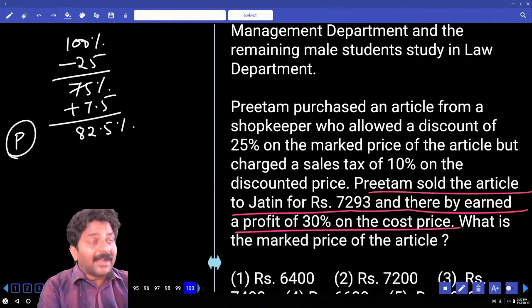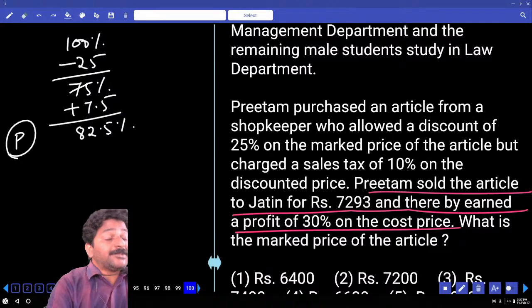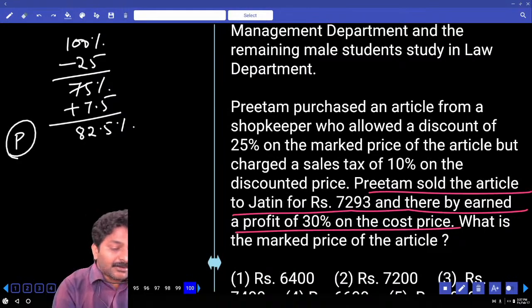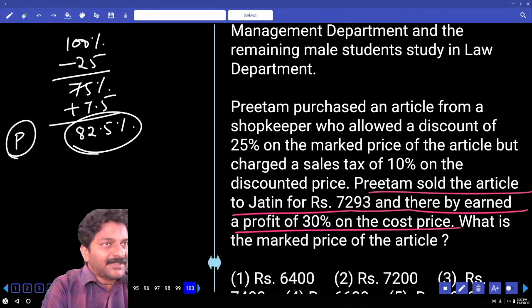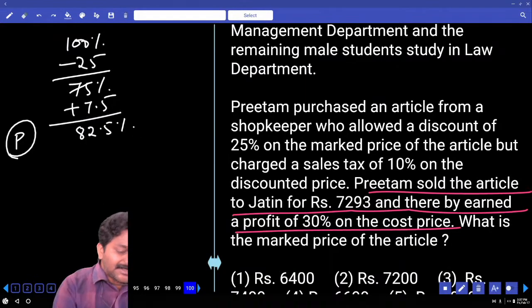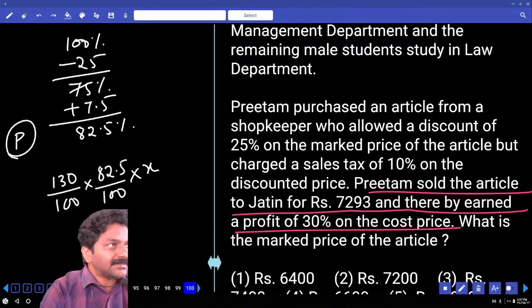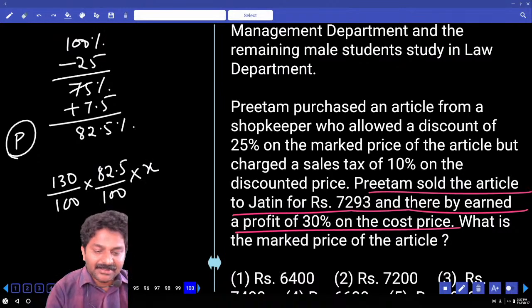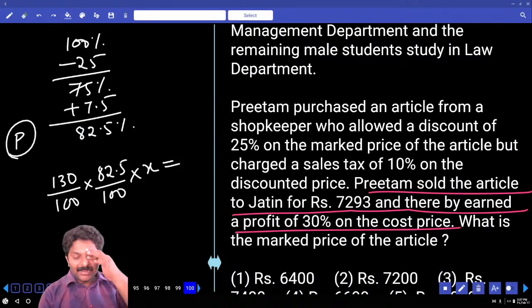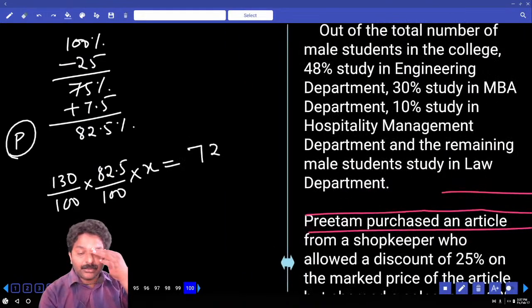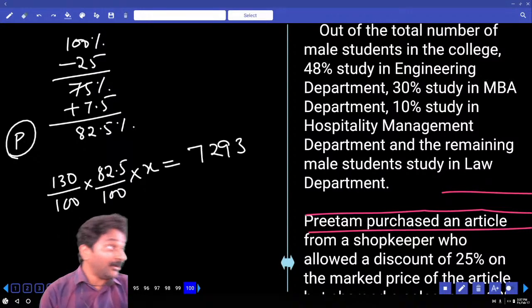His cost price is 82.5, and upon that only he is getting profit. How much profit? 30%. So instead of calculating 30% of this number and adding, I'll write 130% of 82.5% of the initial value X. X is our market price. This is his selling price, and he sold it at 7293. We need to find the X value. This is one way. Are you okay?